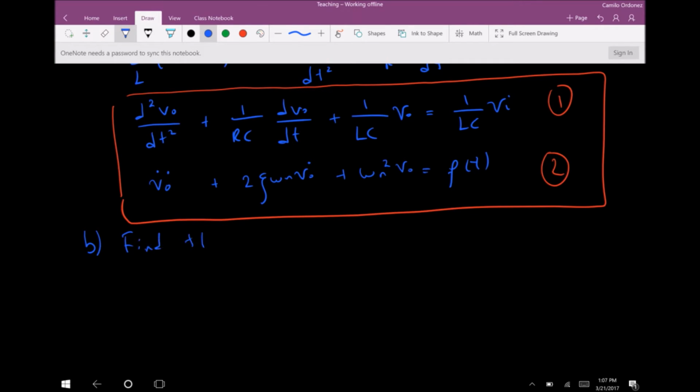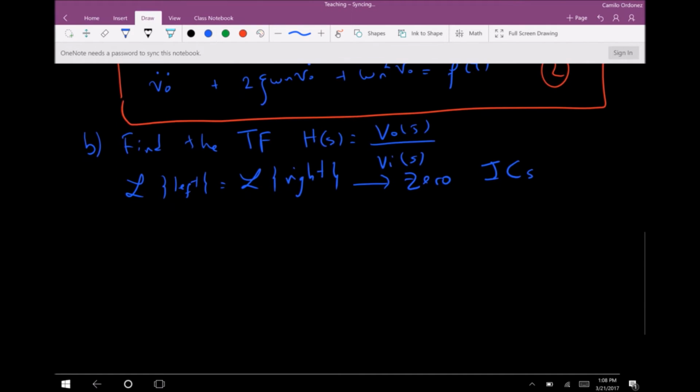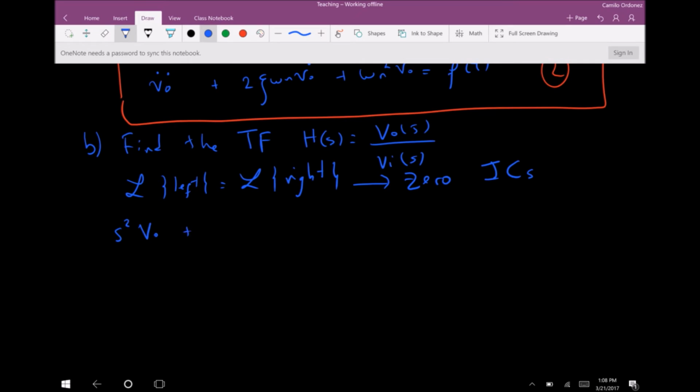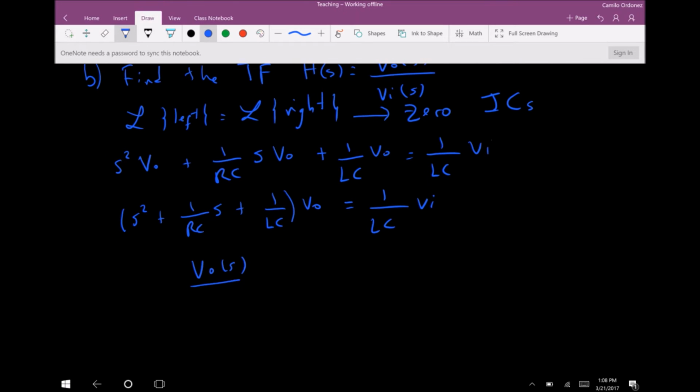For the second part, what we want to do is find the transfer function. Remember, transfer function is just the relationship output over input in the S domain. So what we do is we take Laplace transforms on both sides, left and right, of the differential equation. There is an assumption that the initial conditions are 0. By doing this, we end up with this expression, which then we can rearrange algebraically to get the ratio V0 over VI.